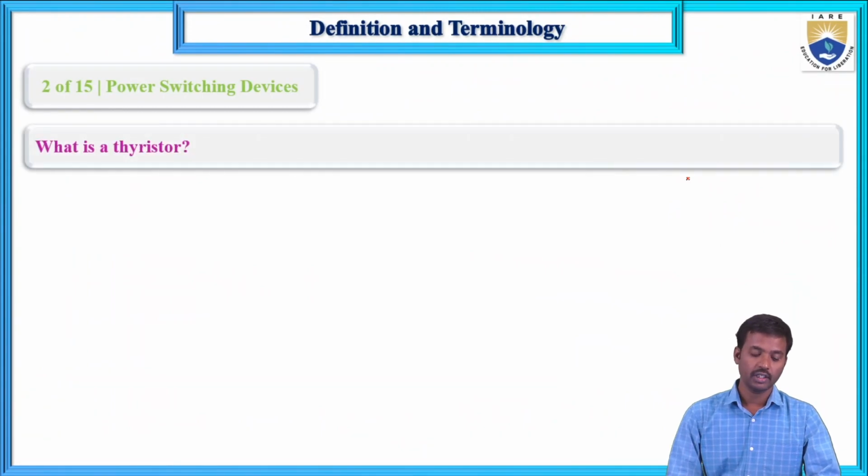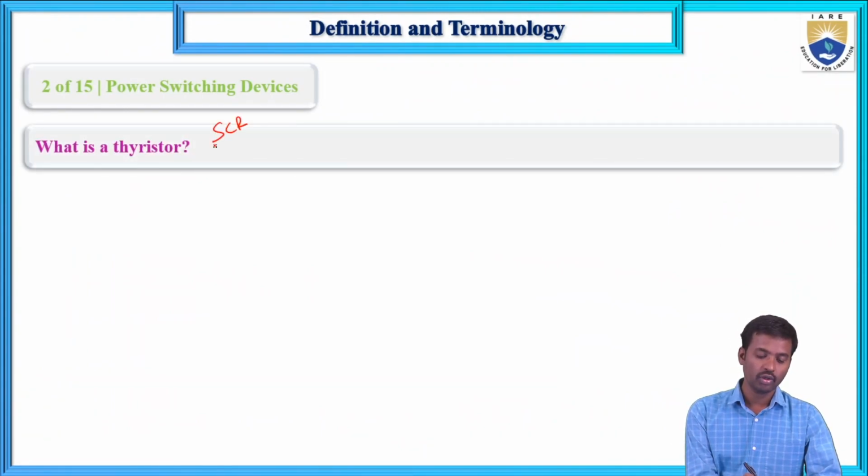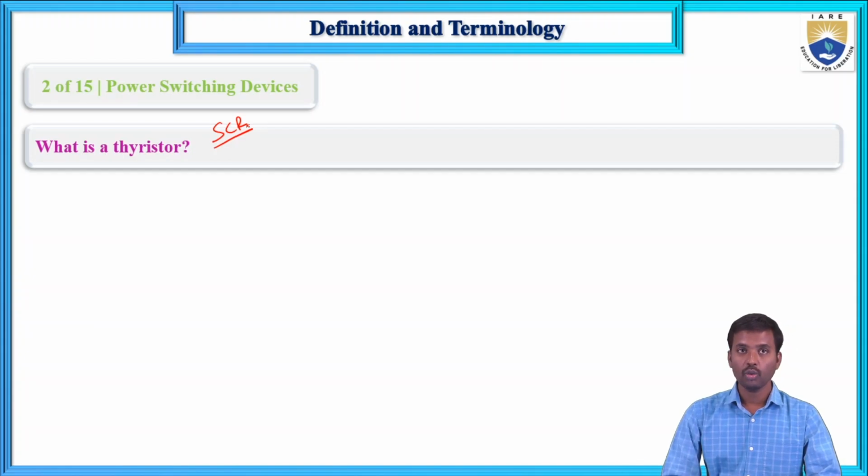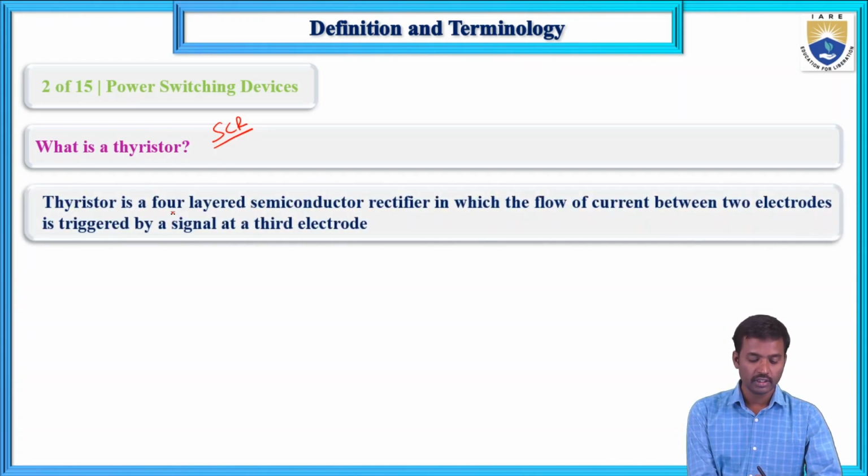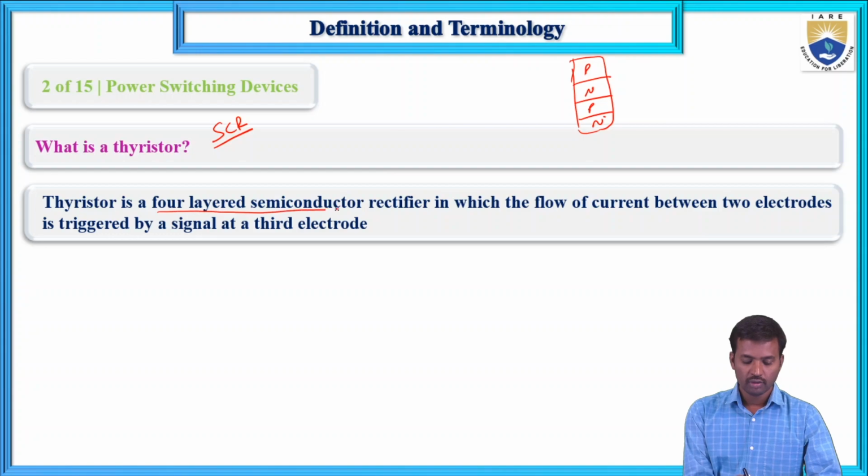Now the next, second question: what do you mean by Thyristor? Thyristor means silicon controlled rectifier, SCR. So what is the definition? Here, a Thyristor is a 4-layer PN semiconductor device. It is a 4-layer semiconductor rectifier in which the flow of current between two electrodes is triggered by a signal at a third electrode.